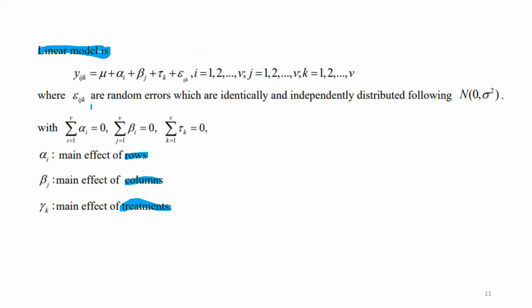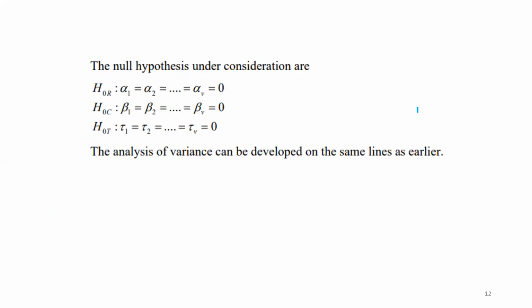And the epsilon are random errors which are identically and independently normally distributed. That has a normal distribution. Then the null hypotheses of all our statistics are here: rows, columns, and treatment. We need to mention our hypothesis separately for the rows, columns, and treatment. We are going to estimate whether our responses have an effect of rows, an effect of columns, and an effect of treatment.